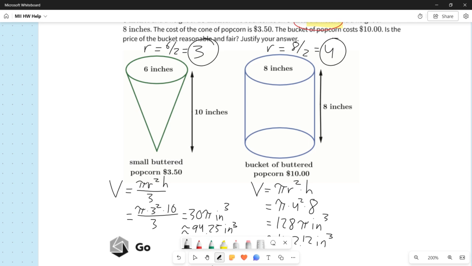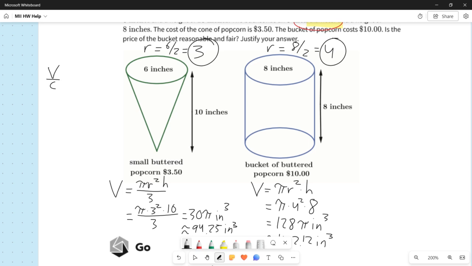What we essentially want to figure out is, all right, what is our ratio of volume to cost or cost to volume? And it doesn't actually matter whether we do volume over cost or cost over volume, but whatever we do, we have to be consistent, and then we also have to interpret that in the context of the problem. So I'm going to choose to do, I'll do this over here on the left, volume over cost.